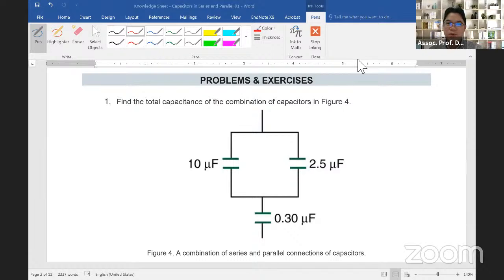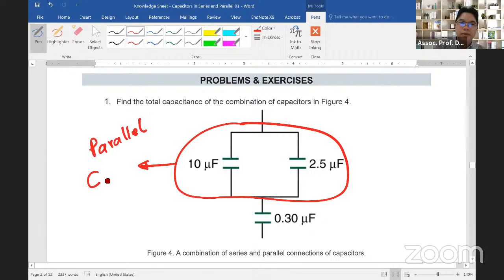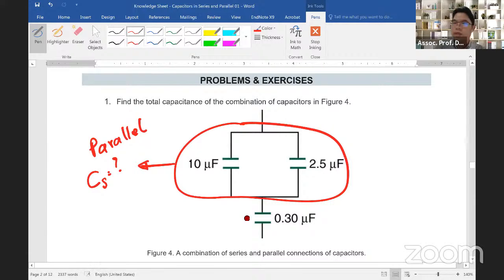Are you sure? 2.3. The first one, you have to calculate for the parallel first, right? Here, calculate for the parallel first. Okay, complete this first. Parallel, okay. And then you calculate by series.